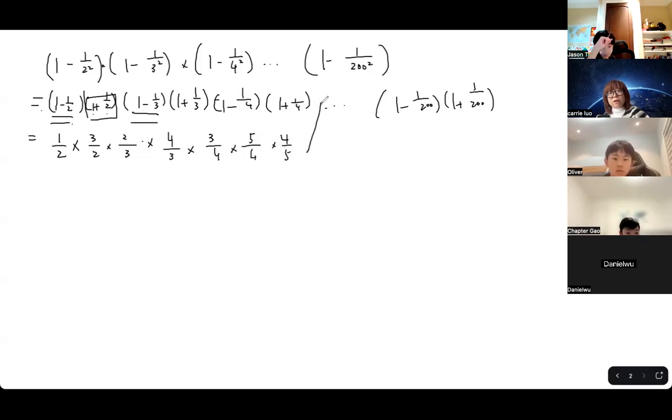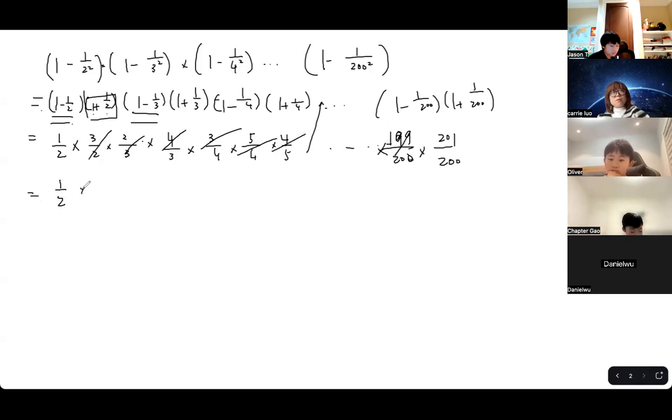This one's missing here. So all the way, this one's 199 over 200 and times 201 over 200. You're going to see the middle one is all gone. So all of them are gone. Only 1 over 2 times 201 over 200 equals 201 over 400. And that's it.